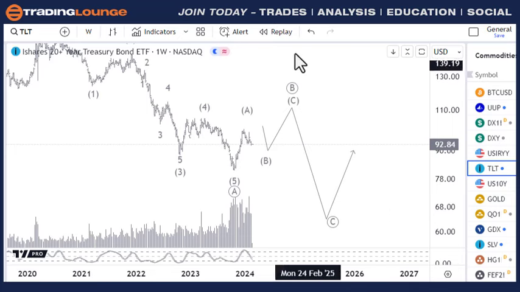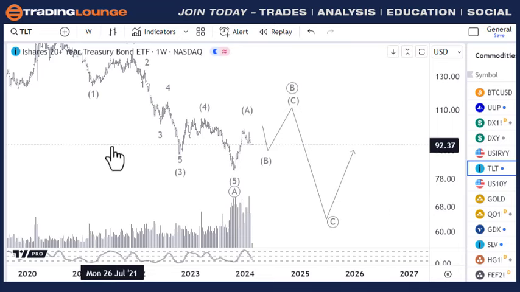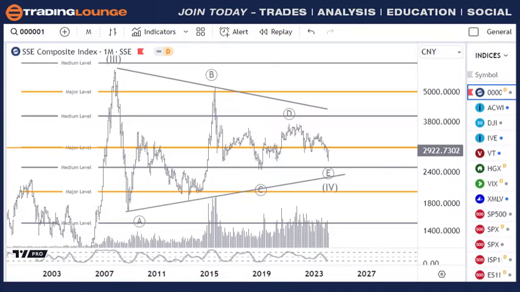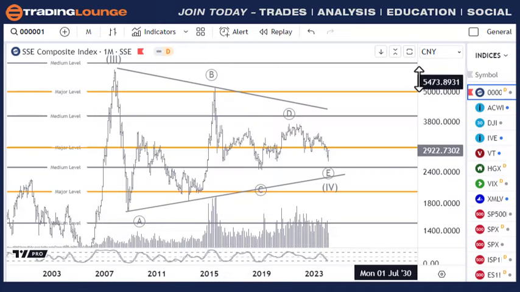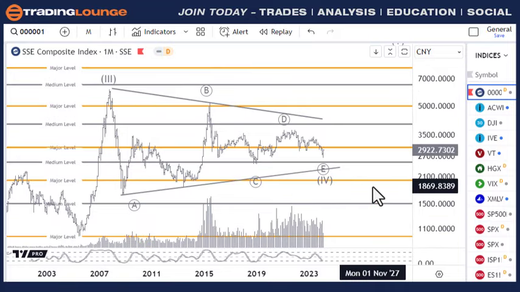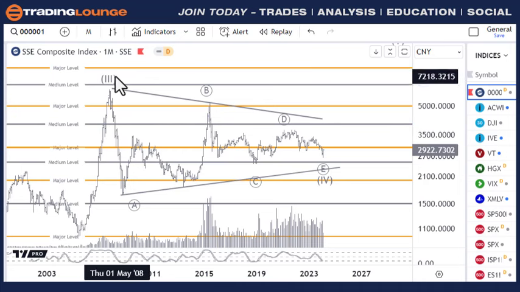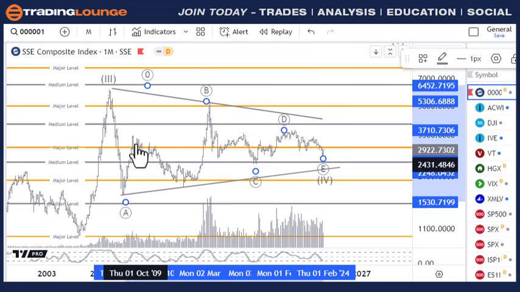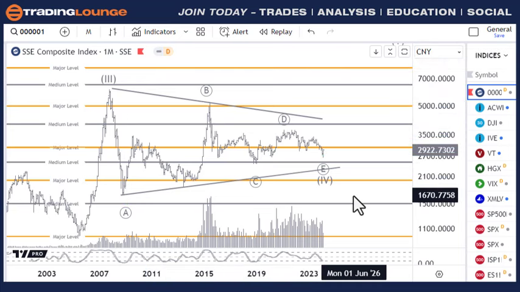But I also want to bring in China as well. Now, we've had a look at this before. This is a monthly chart here. So we've got this pattern here, which is an A wave, an ABC for the B wave, an ABC for the C wave. So we've got an Elliott wave triangle here, and it's pretty nice and simple.